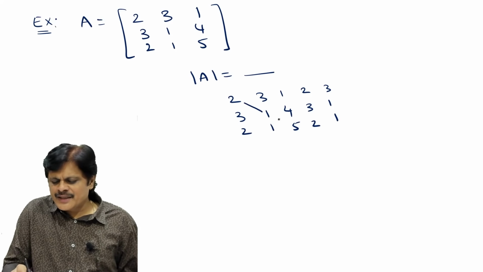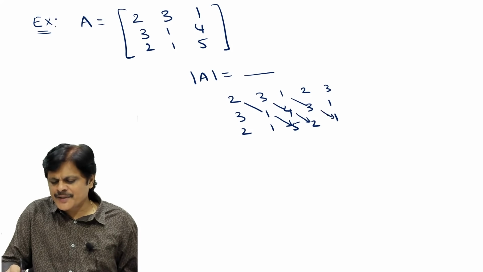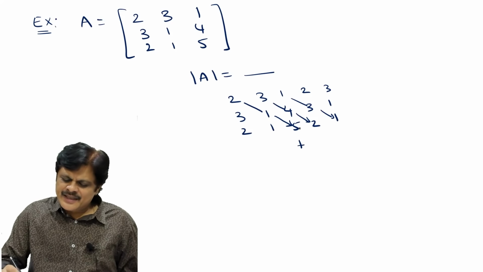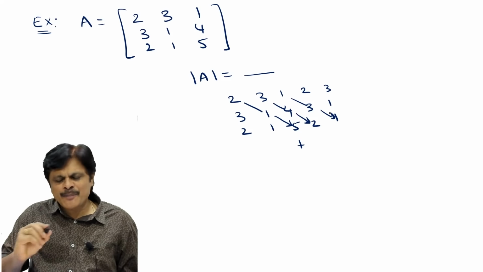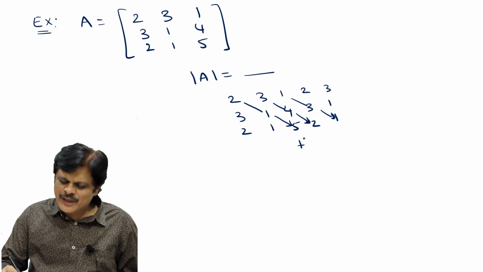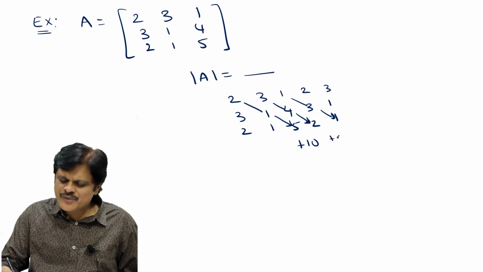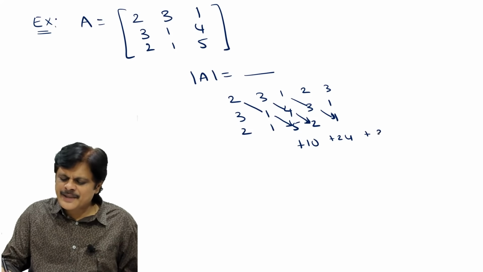Now you take the products as described. You multiply these elements in this order: 2 into 1 into 5, that is 10. This arrow is going in the down direction, so you take plus values for all of them: plus 10. Now you multiply 3 into 4 is 12, 12 into 2 is 24, plus 24. Again, 1 into 3 is 3, 3 into 1 is 3, that is plus 3.